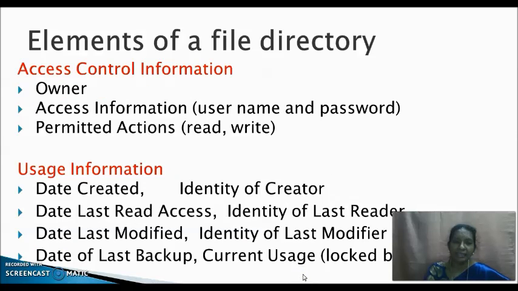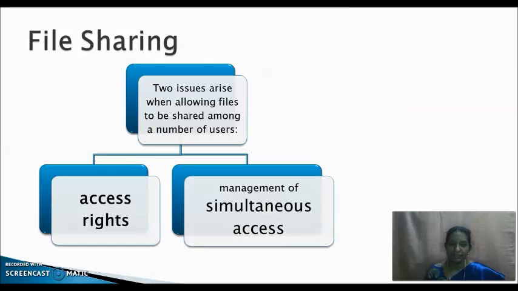The next one is access control information. Who is the owner of the file? And access information, that is whether the file has a username or password, and permitting actions like read access, write access, read only access, like that. Usage information: date created and identity of the creator. Date last read and identity of the last reader. Date last modified and identity of the last modifier. Date of the last backup and the current usage, or whether it is locked by a particular process.